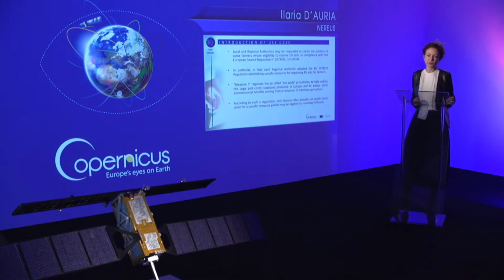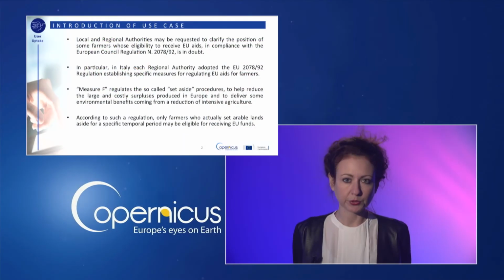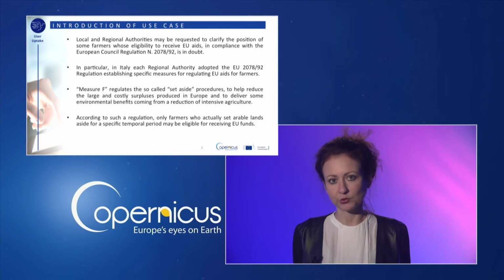Hello. This module will give you an example on how satellite data can support public administrations when they have to perform checks related to the eligibility of farmers for EU aids in agriculture. Local and regional authorities may be requested to clarify the position of some farmers whose eligibility to receive EU aids is in doubt, in compliance with the European Council Regulation number 2078 from 1992.